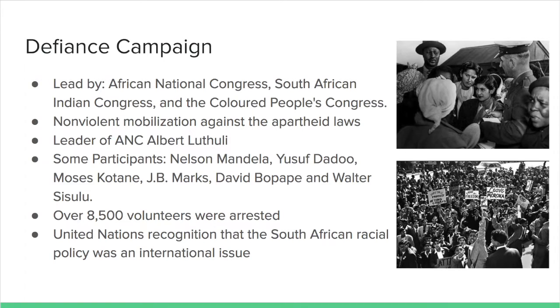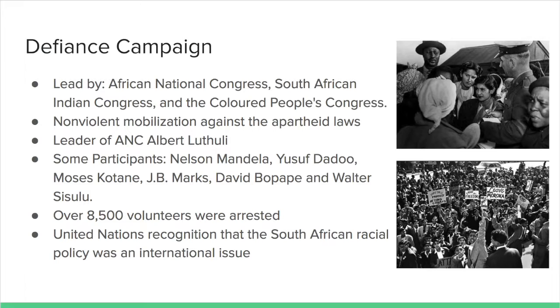The Defiance campaign in 1952 was the first large-scale nonviolent mobilization against the apartheid laws by all racial groups. It was led by the joint leadership of the African National Congress, South African Indian Congress, and the Colored People's Congress. During this time, Alfred Lutuli was in charge of the African National Congress. In the short time of the campaign, it grew quite large. Over 8,500 volunteers were arrested when protesting.